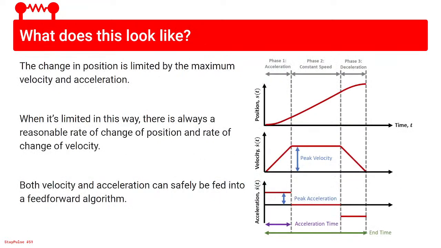So what does it actually look like? The change in position, this is the top graph over here, is no longer just a step. It's smoothed out over time. It looks like an S, technically. You have a smoothed out change in position, constrained by your maximum velocity and acceleration. And the velocity curve also looks a lot better.